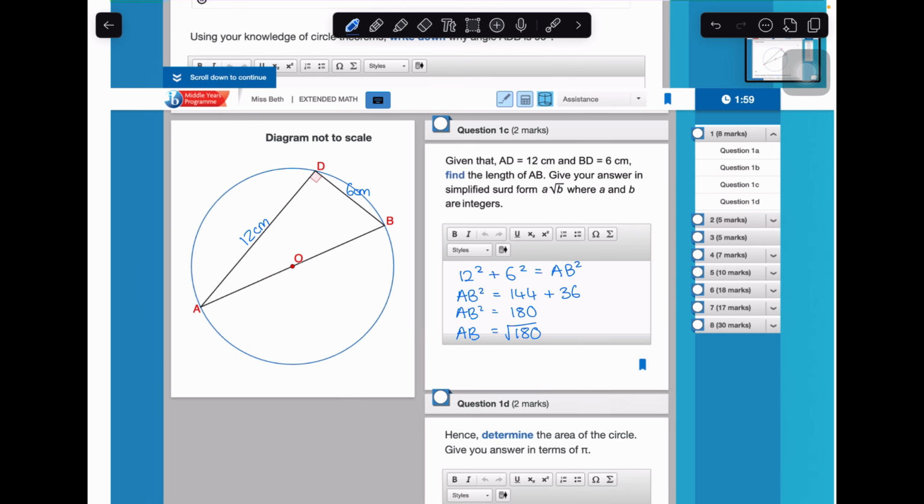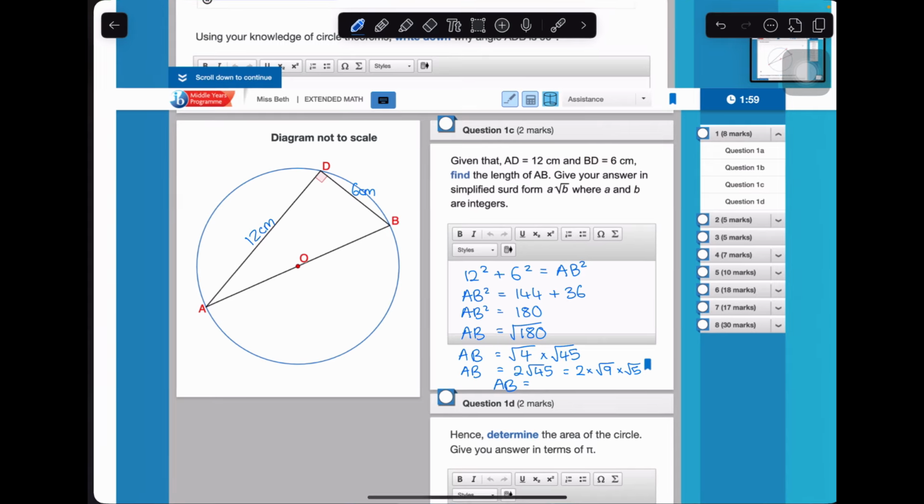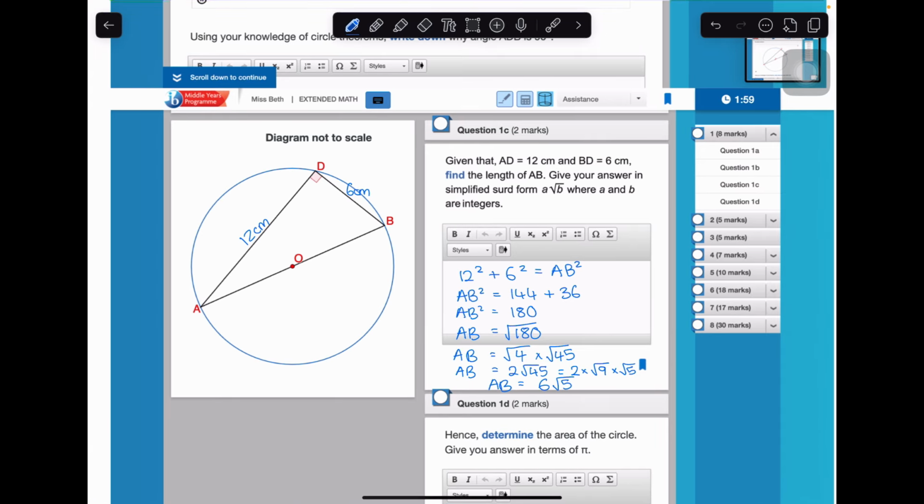And then I would look for square numbers that would go into this. Now, if you're not sure where to start, just pick a low square number. So if I pick root 4, I would need to multiply by 2, root 45. So currently what I would have would be 2 root 45, but 45 can be simplified further. So that's equal to 2 times root 9 times root 5. So then AB, if I simplify that further, I've got 2 times 3, which is 6, times root 5, so 6 root 5 as my final answer.